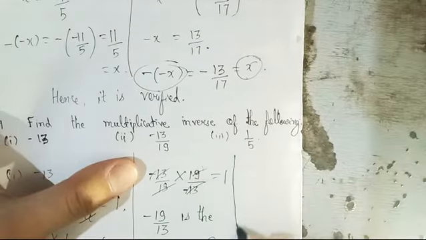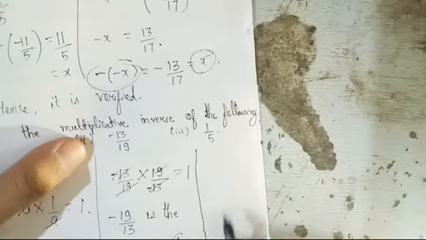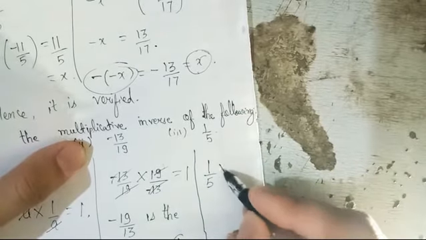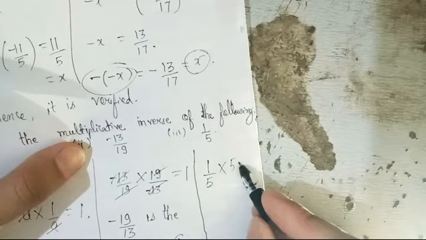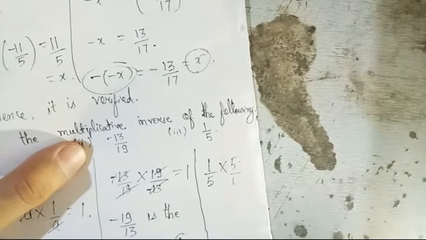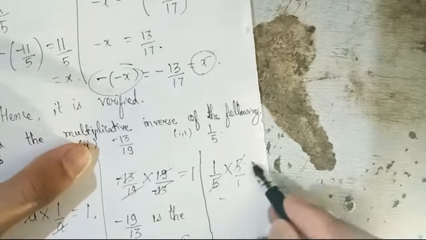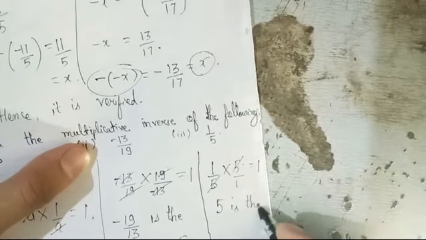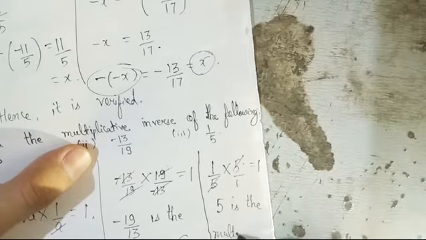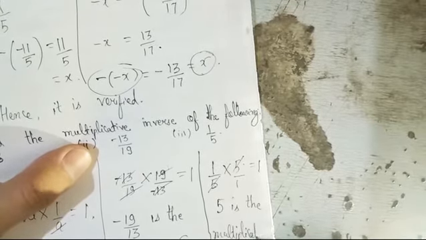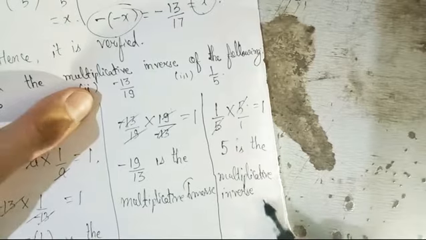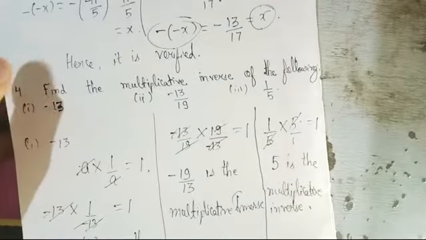Now third question. See, look here, 1 upon 5 is given to us. So it is also easy. The reciprocal of 1 upon 5 will be what? 5. 5 will go into the numerator, 1 will be in the denominator. That means 5 upon 1. 5 and 5 cancel, the answer will be 1. So we can say that 5 is the multiplicative inverse. I hope it is clear to you.